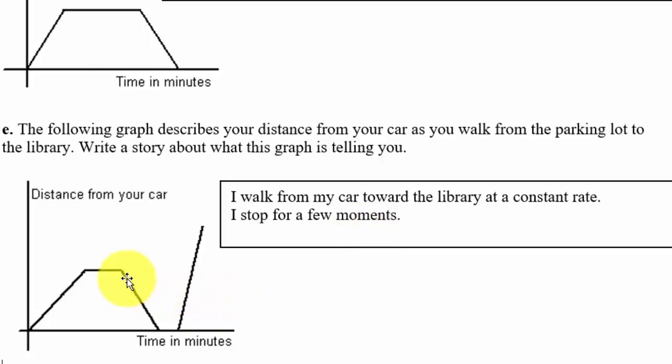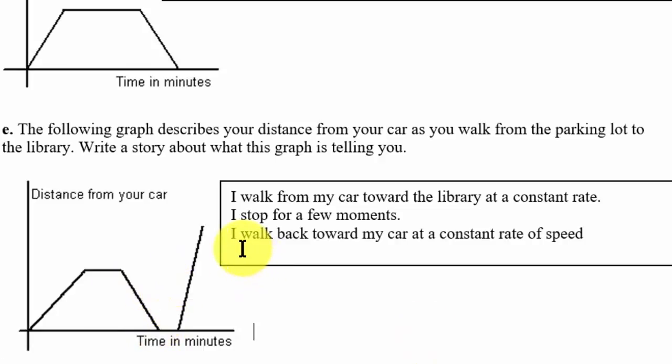Then the third line, it looks like I go back to my car. So maybe I realize I left my iPhone at the car and I got to go back, or I left my wallet or my ID. Whatever the reason, I went back to my car. Okay, so I'm just going to write, I walk back toward my car at a constant rate of speed.